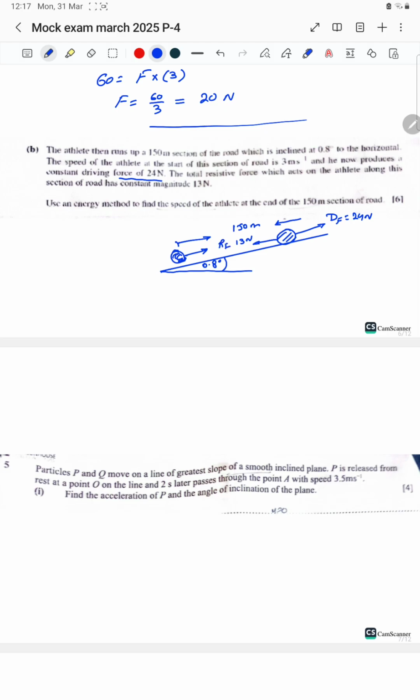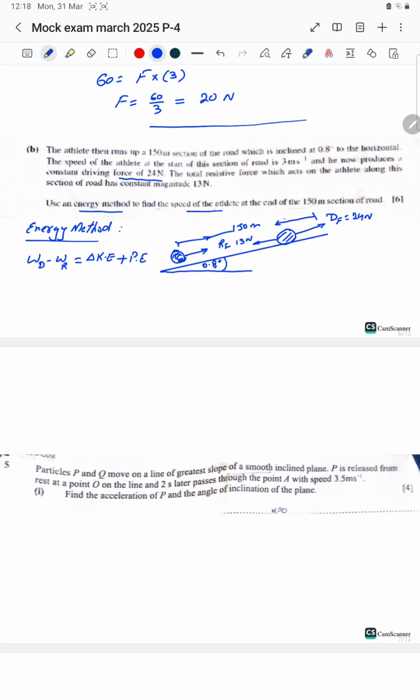Using an energy method, find the speed of the athlete at the end of the 150 meters. Here we need to find the speed at the end of this 150 meters. So the energy method says that the work done by the driving force minus the work done by the resistive force is equal to the change in kinetic energy, because it is going to increase in motion with different speeds, and because it is going up, plus the potential energy.